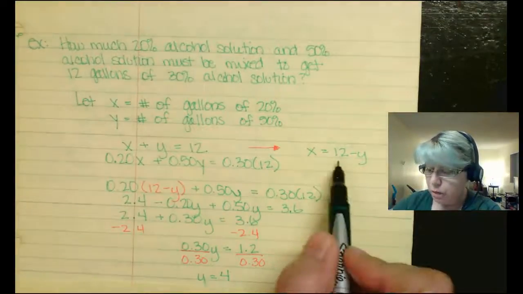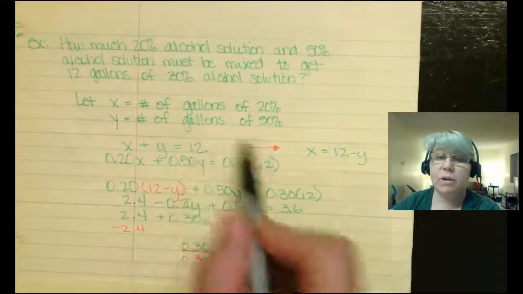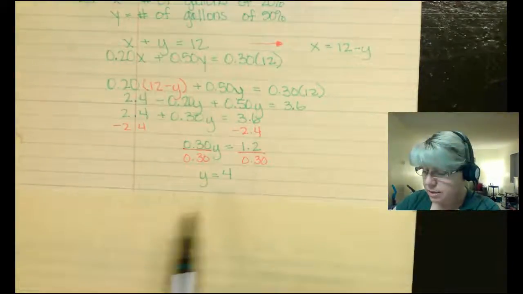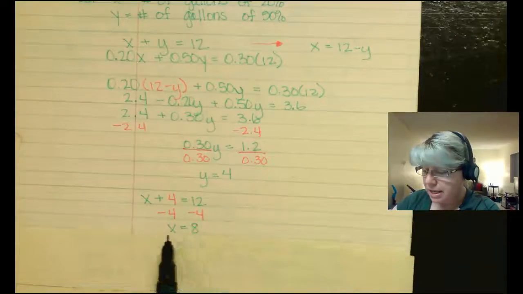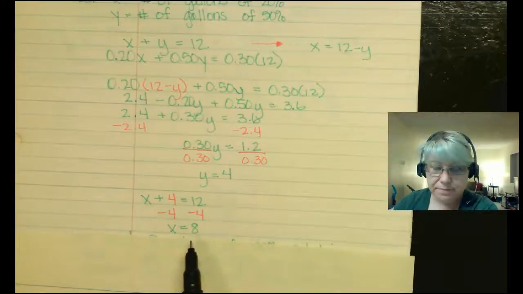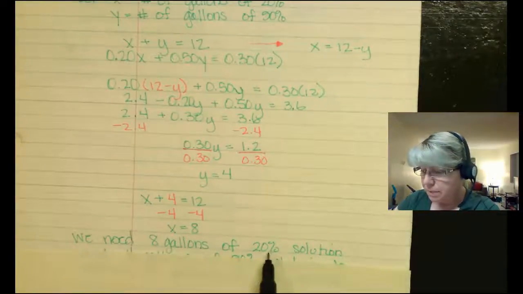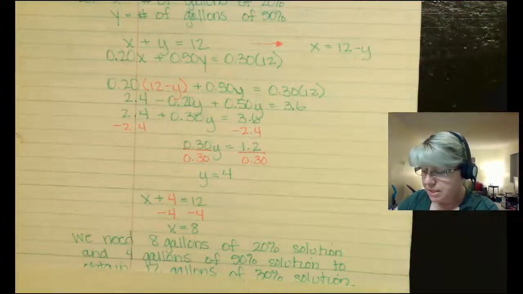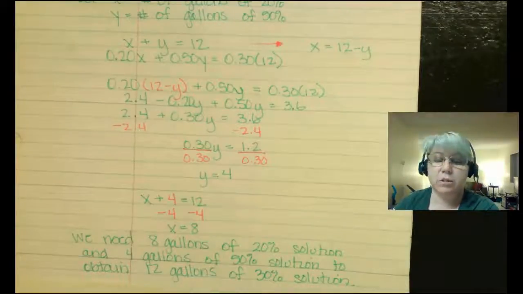Now that we know what y is, we can plug it into any one of our equations and solve for x. I think this one's pretty easy, so let's go ahead and say x plus 4 equals 12. Subtract 4 from each side, x equals 8. So our answer is we need 8 gallons of the 20% solution, and we need 4 gallons of the 50% solution to obtain 12 gallons of 30% solution.